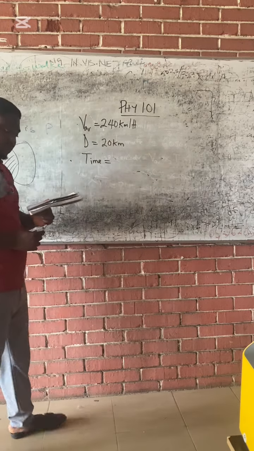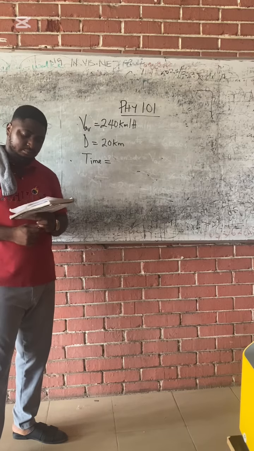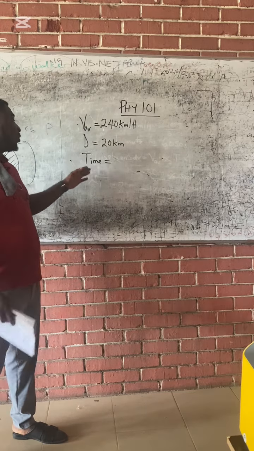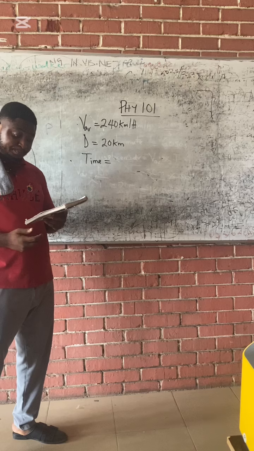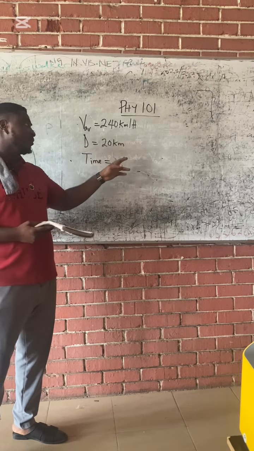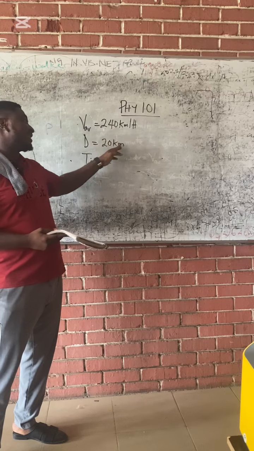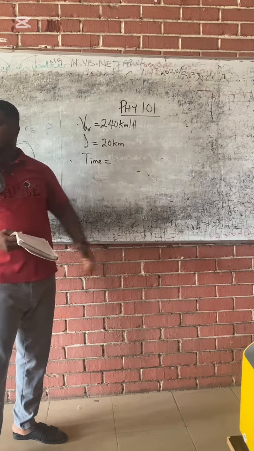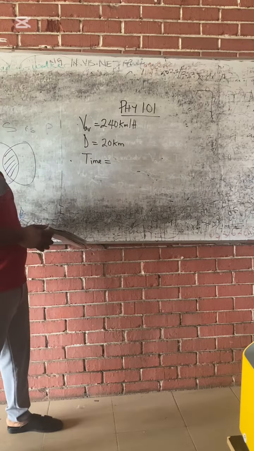How long means time. They said, how long will it take a car with average velocity of 240 km per hour to cover a distance of 20 km? Class, if we do not convert and we use this like this, our time will be in what? Hours.